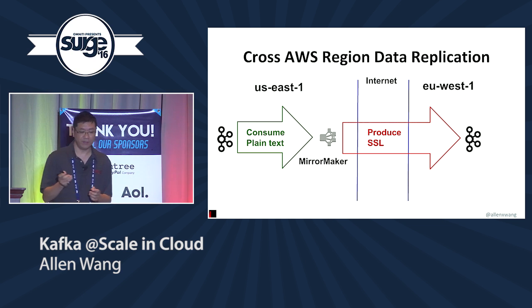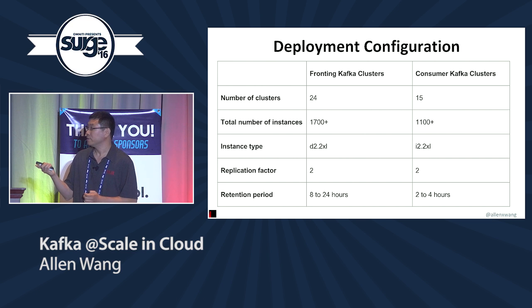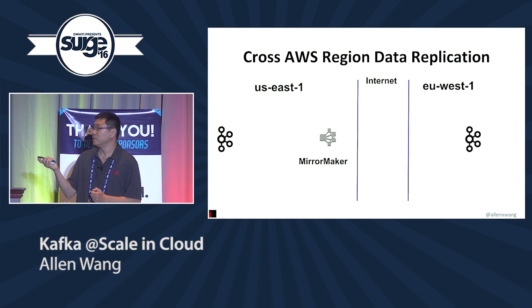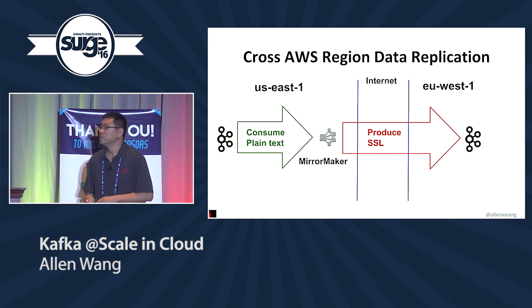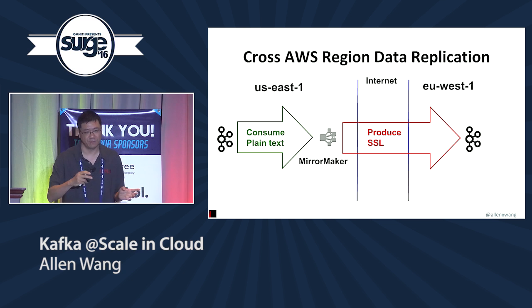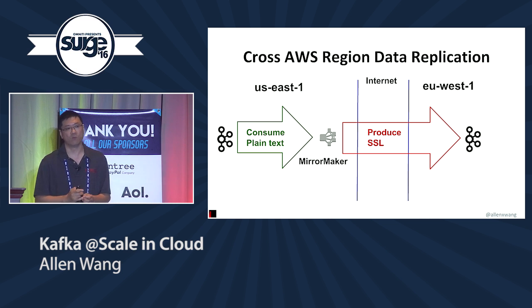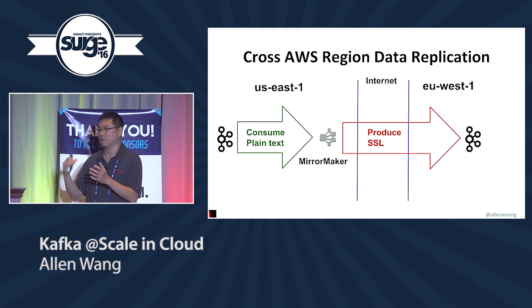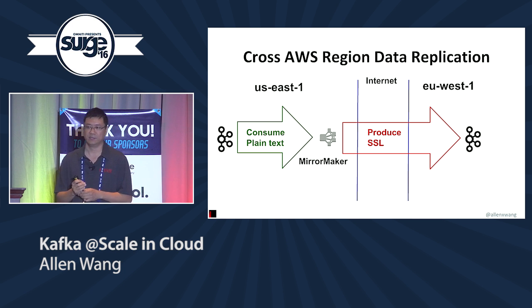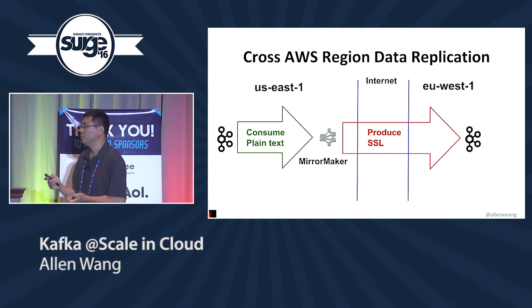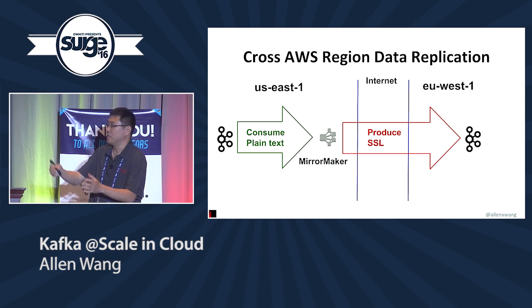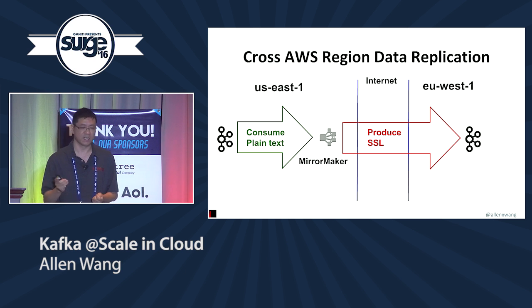The other alternative is to move the Mirror Maker to the same side as the destination cluster, which is in EU West 1. But then, the Mirror Maker will have to consume data securely over the internet. And once that happens, the consuming part will no longer be zero copy, which is a big performance hit for the brokers. So that's why we choose to put Mirror Maker at the same side as the source Kafka cluster.